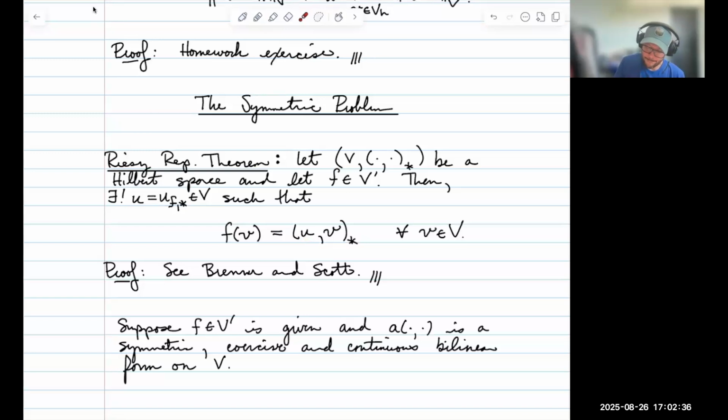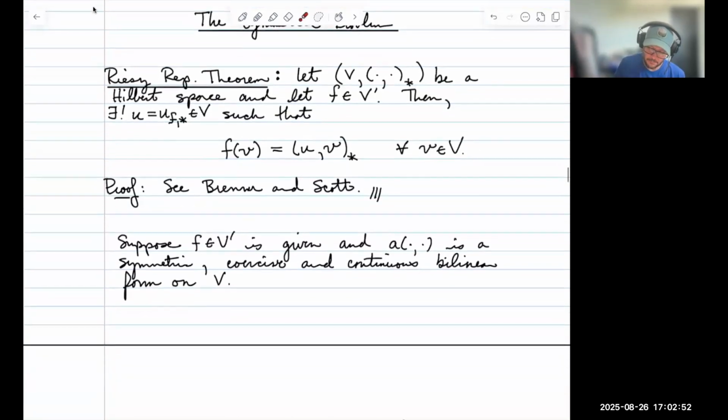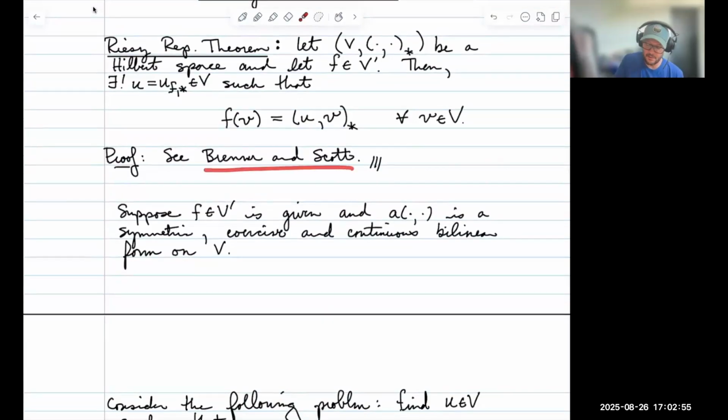Now the important thing here is that this holds for any inner product that I want to use on the space, as long as the space is still a Hilbert space with respect to that inner product. The proof for this is a bit beyond what I want to do in this course, and it can be found in Brenner and Scott. But we're going to use this instead of that harder, more complicated object called the Lax-Milgram theorem whenever we have A as a symmetric bilinear form.